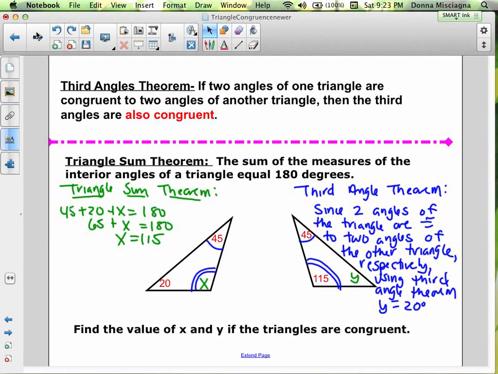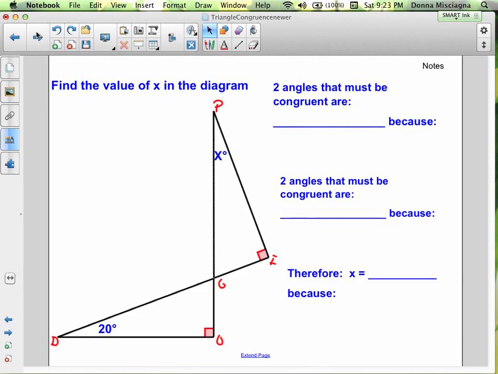We're going to be using triangle sum theorem, and then depending on the order we find the angles in, we are going to be using some other properties as well. Oh, I'm sorry, I'm thinking of the next problem. This one, we're going to be finding the missing angles using third angle theorem. On the next one, we're going to be using triangle sum theorem.